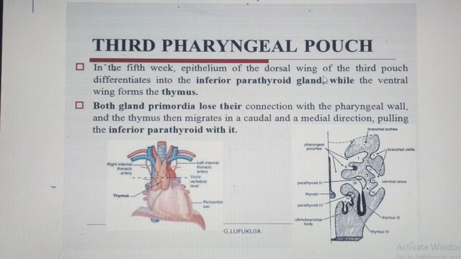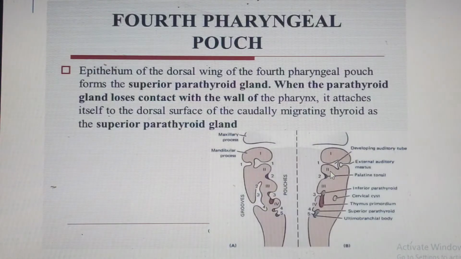As I told you, the dorsal wing will give rise to the inferior parathyroid gland, while the ventral wing will give rise to the thymus. Both of them will detach themselves from the wall of the pharynx, and then the thymus will migrate, eventually going to the anterior mediastinum. But as it moves inferomedially, it will be pulling along the inferior parathyroid gland. So eventually, what we will find is that the inferior parathyroid gland will come below the superior parathyroid gland.